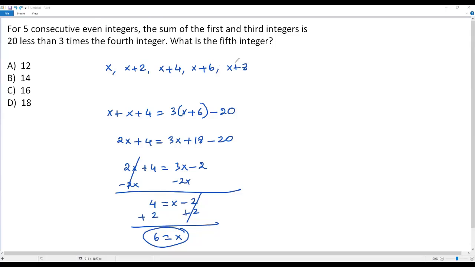Now to get the value of the fifth integer, I have to plug in x equals 6 over here. Then I'm getting 6 positive 8, which is equal to 14. So 14 is the fifth integer. We find 14 in answer choice B. The correct answer choice for this question is B.